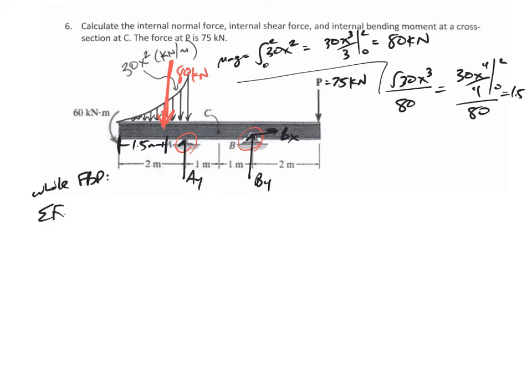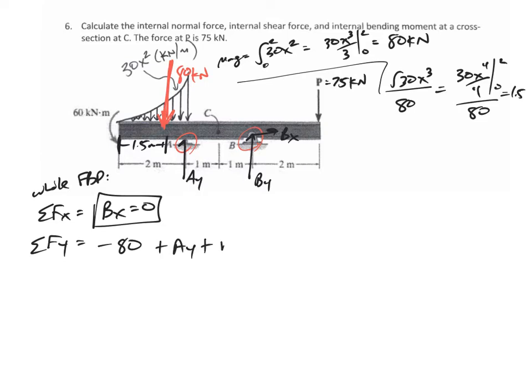and summing the forces in X, BX is the only thing in X, so BX is 0. Summing the forces in Y, we've got negative 80 kilonewtons plus AY plus BY minus 75 is equal to 0. And then summing the moments, I think I'm going to sum the moments about A.